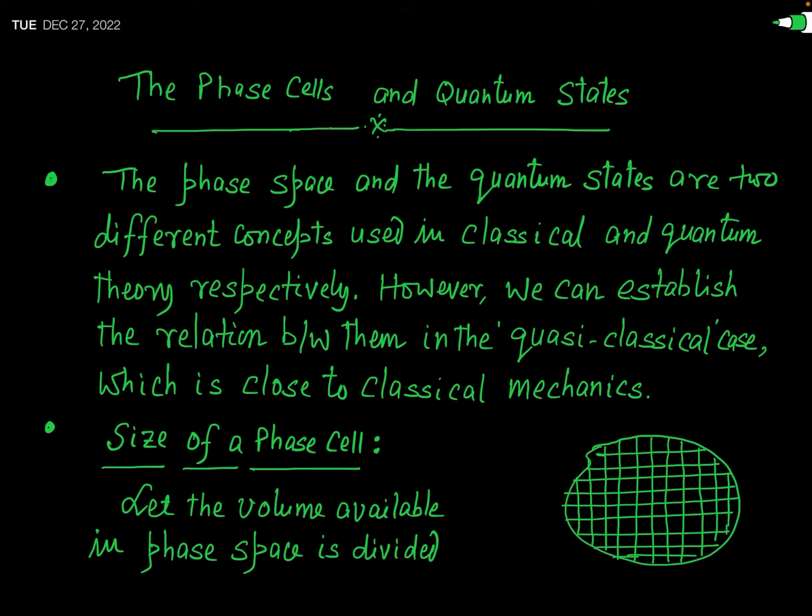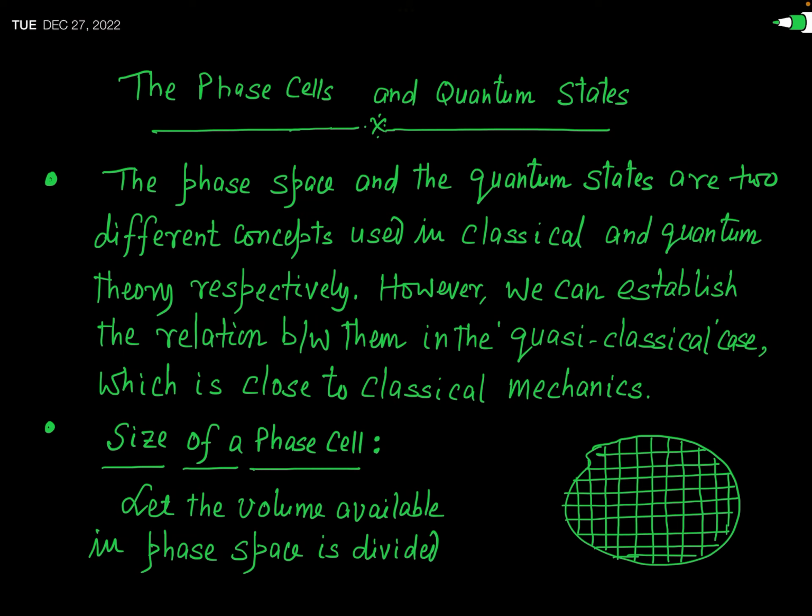So when we deal with the problem of classical statistics, then we talk in terms of the phase cells. But when we deal with the same problem in quantum statistics, the term quantum states is used instead of the phase cells. But first of all, definitely a question has arisen in your mind: what is the need to divide a phase space into phase cells? Why do we divide it?